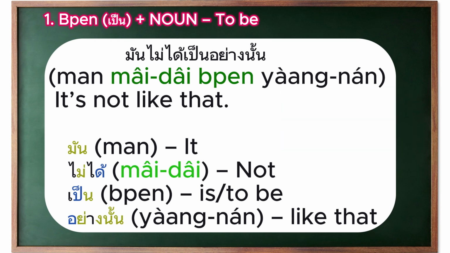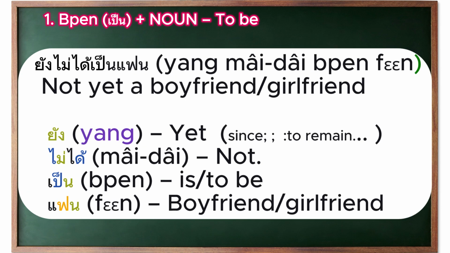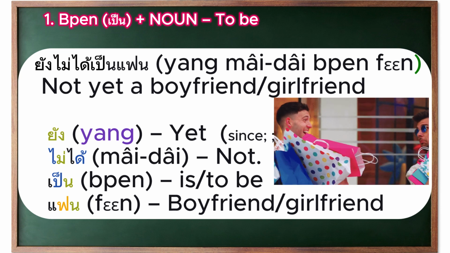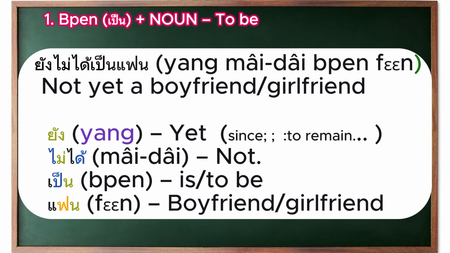Now, let's explore another example to make things clearer. ยังไม่ได้เป็นแฟน, Not yet a boyfriend or girlfriend. ยัง means yet in this sentence. แฟน, boyfriend or girlfriend. This noun refers to a romantic partner.